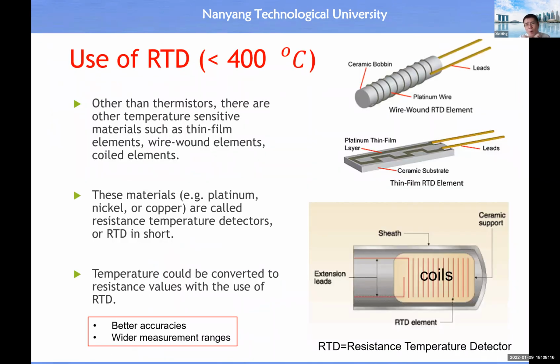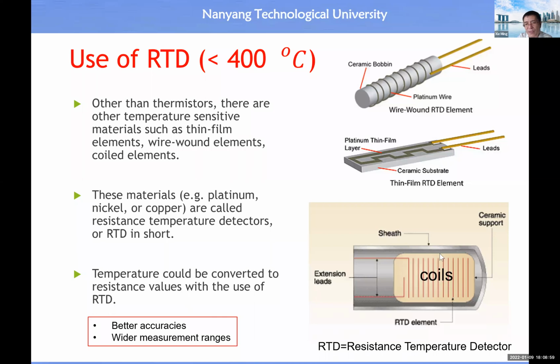Then, if let's say our measurement range is larger than 100 degrees, then we must use an RTD. RTD means resistance temperature detector. This is a kind of resistor, but you can consider it a custom-made resistor. It's not the standard resistor. Basically, we wrap a thin film on the base substrate on the cylinder, and wire wound on the cylinder or placed on the substrate, a ceramic substrate.